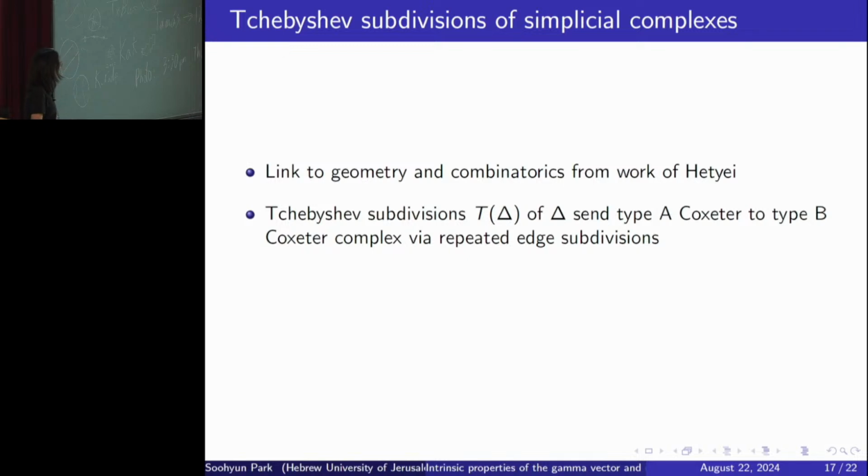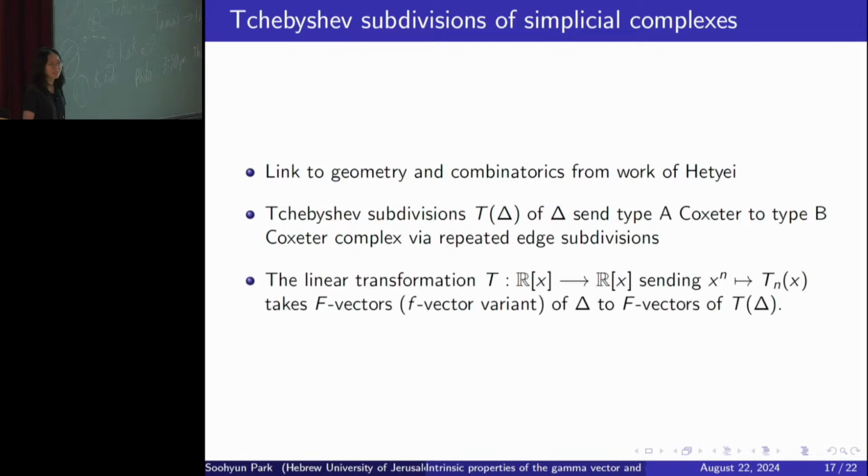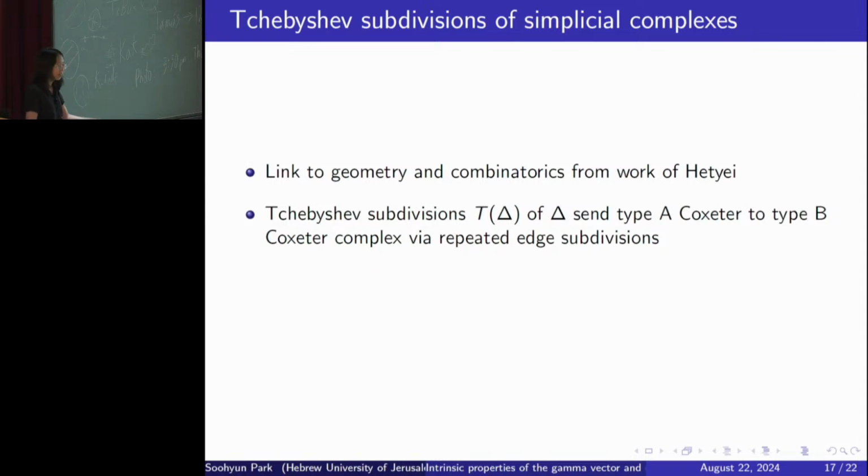So the Chebyshev subdivisions, they're repeated subdivisions. Technically it isn't an ordering, but for our purposes it doesn't matter, because no matter the ordering you choose, you get the same f-vectors for the output simplicial complex. And another fact that I didn't write here is that it preserves the topology of the simplicial complex, so it's homeomorphic.